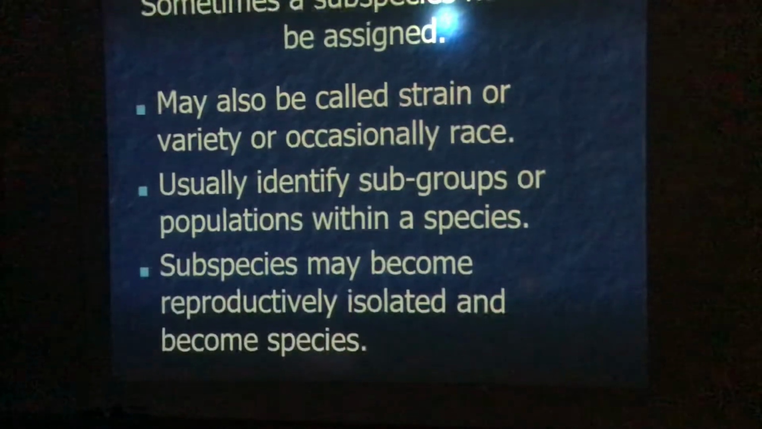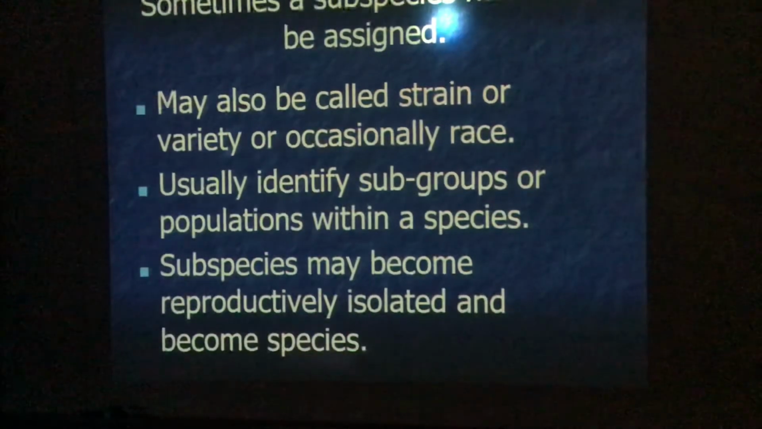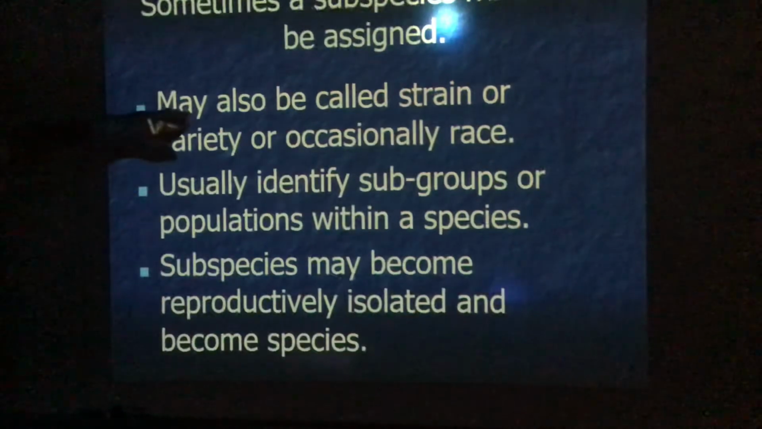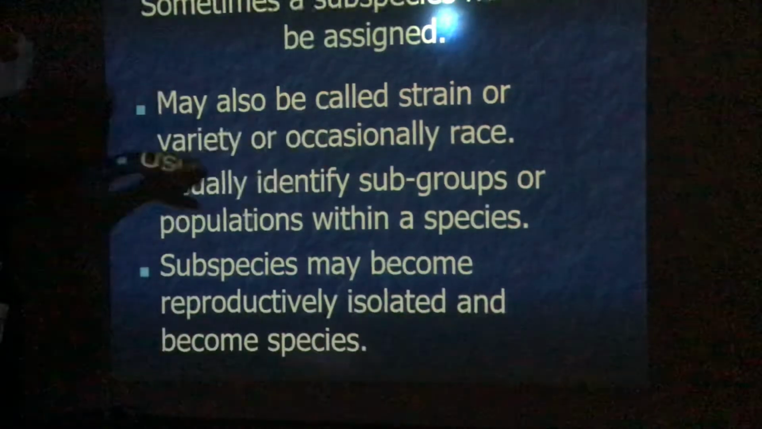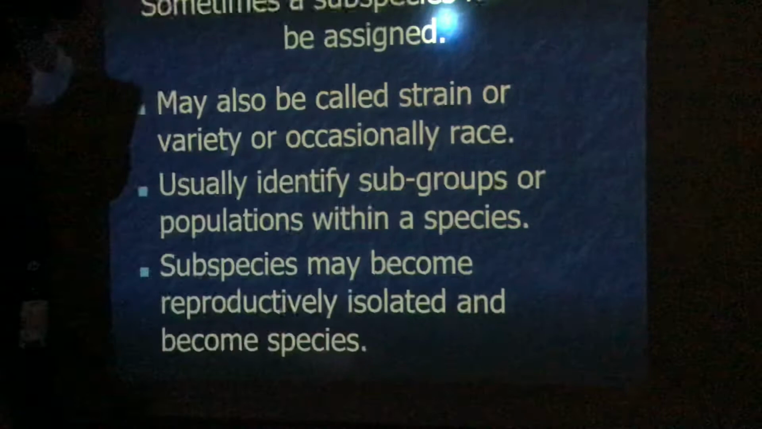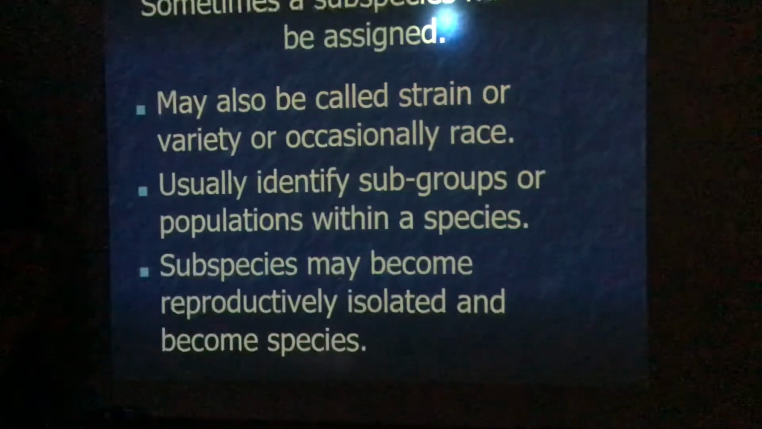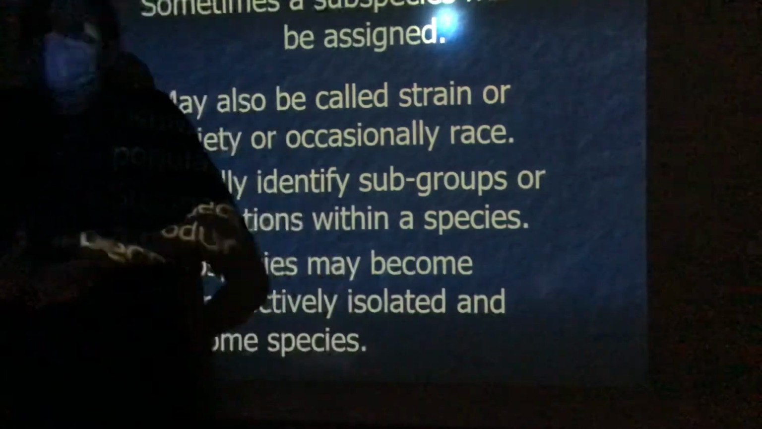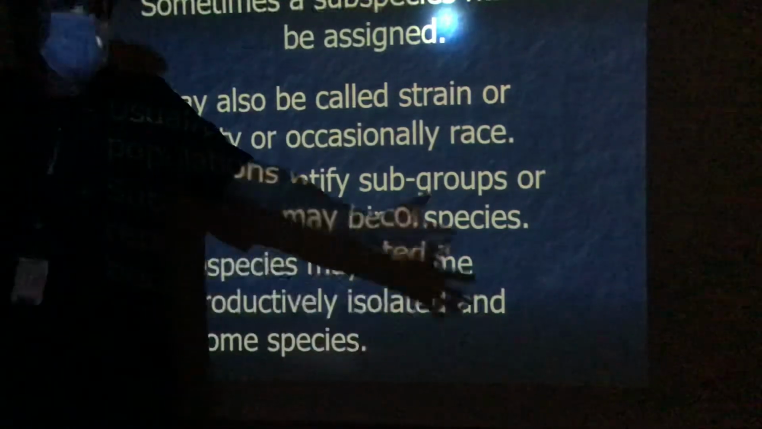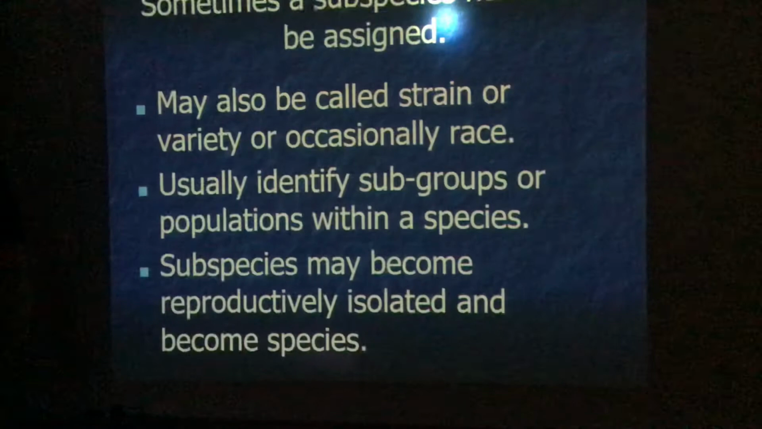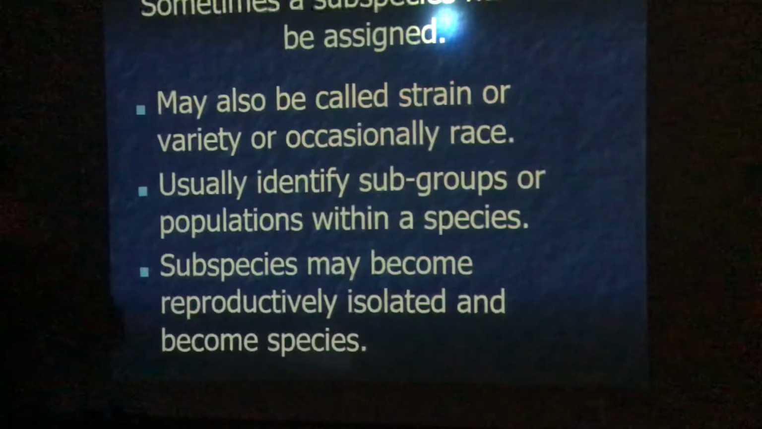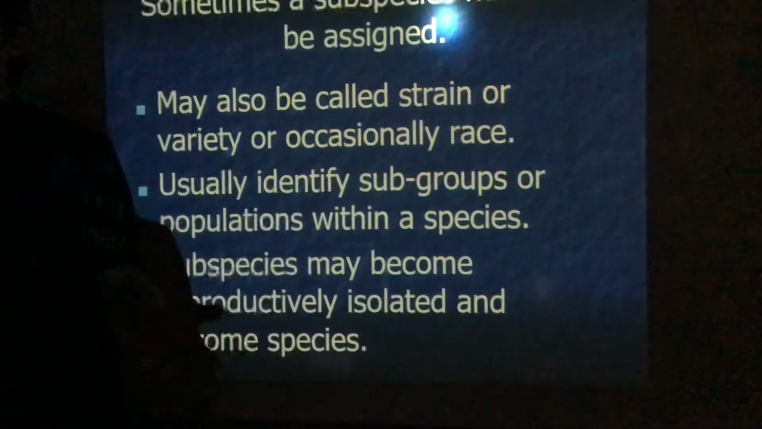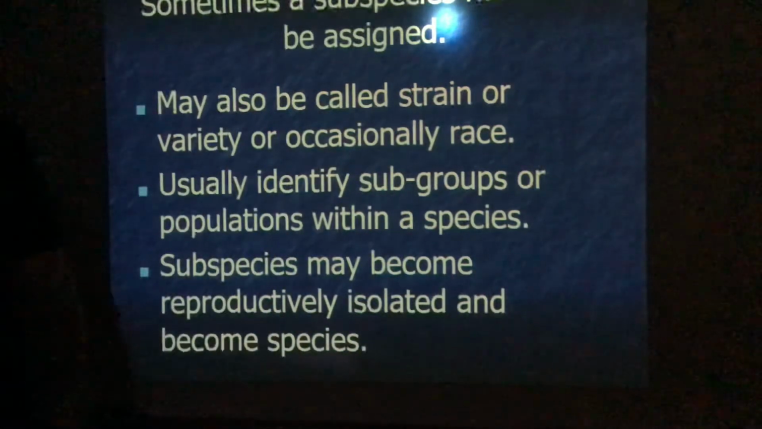Sometimes we've come up with subspecies names that can be assigned. It may also be called a strain, a variety, or occasionally a race. Basically, you get a population, and it's normal in nature for things to change over time. That's what we want. It happens subtly. Over a long time, things have to improve, because if not, they start to struggle with fitness, survival, and reproduction.